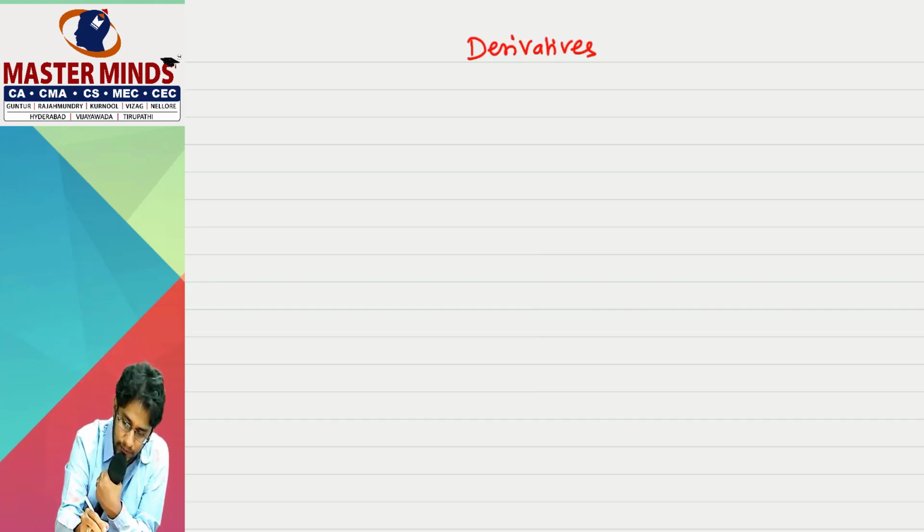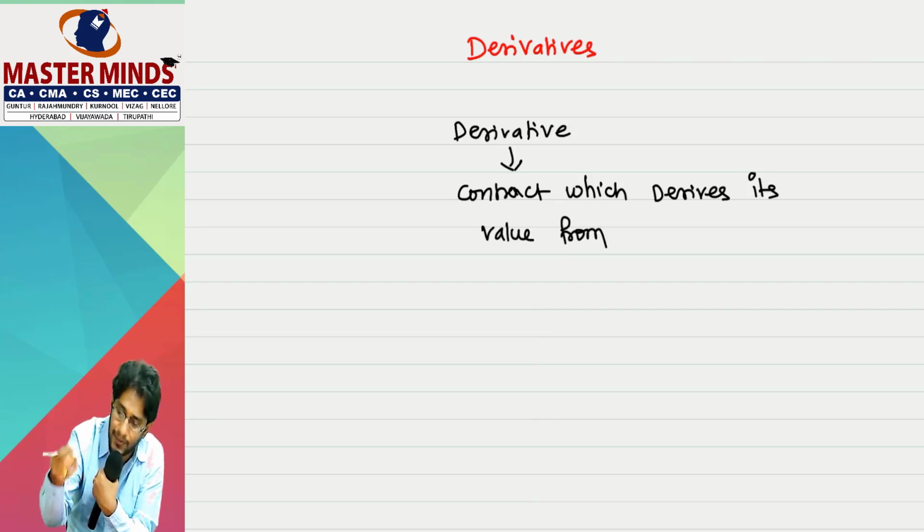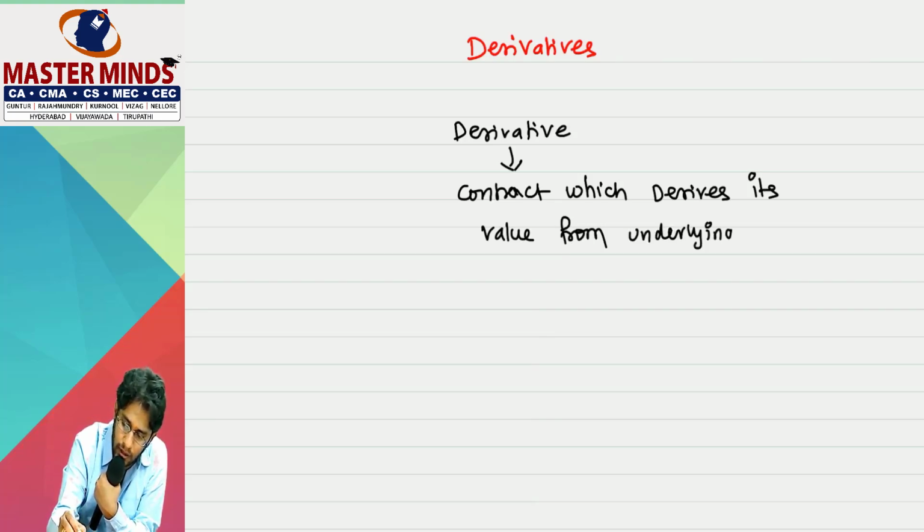Look at the term. The term derivative means it is a contract which derives its value from something else. That something else is called the underlying, or underlying asset.